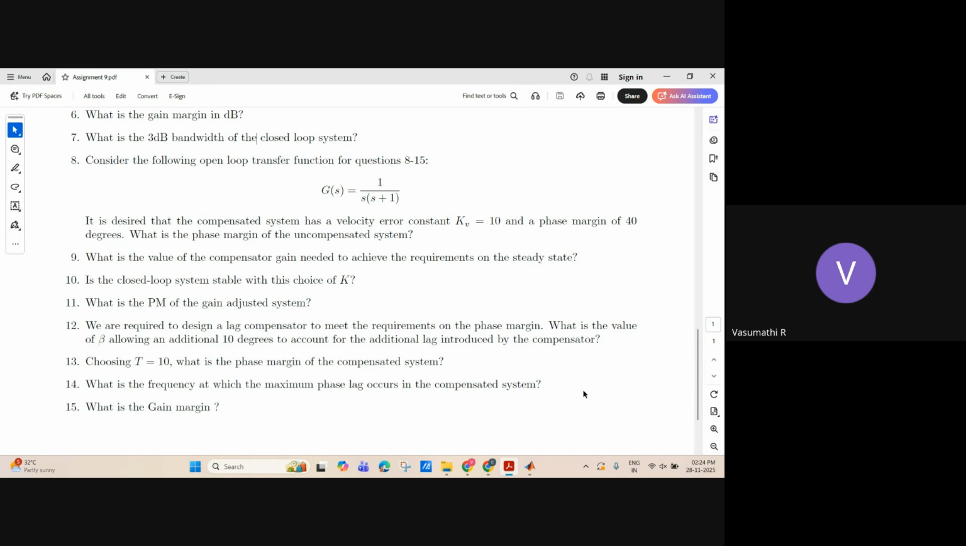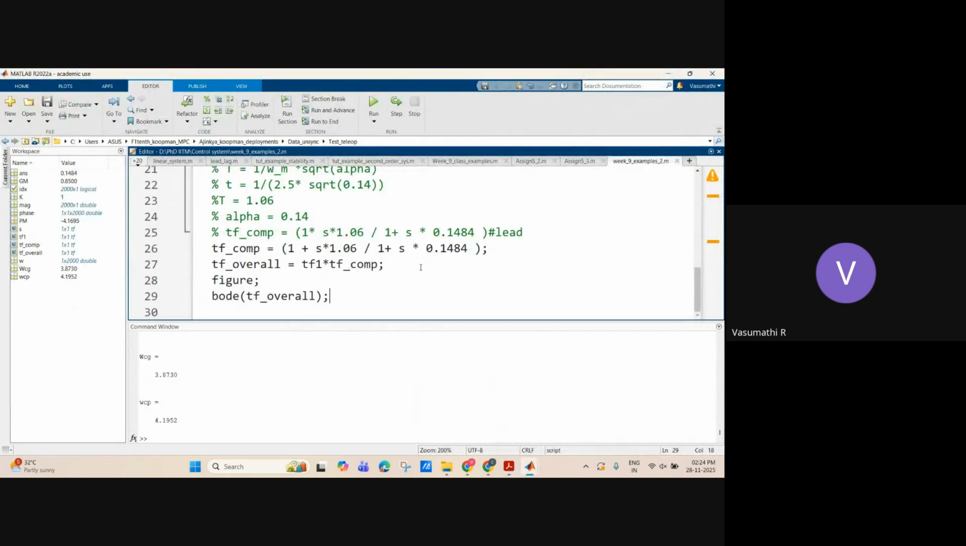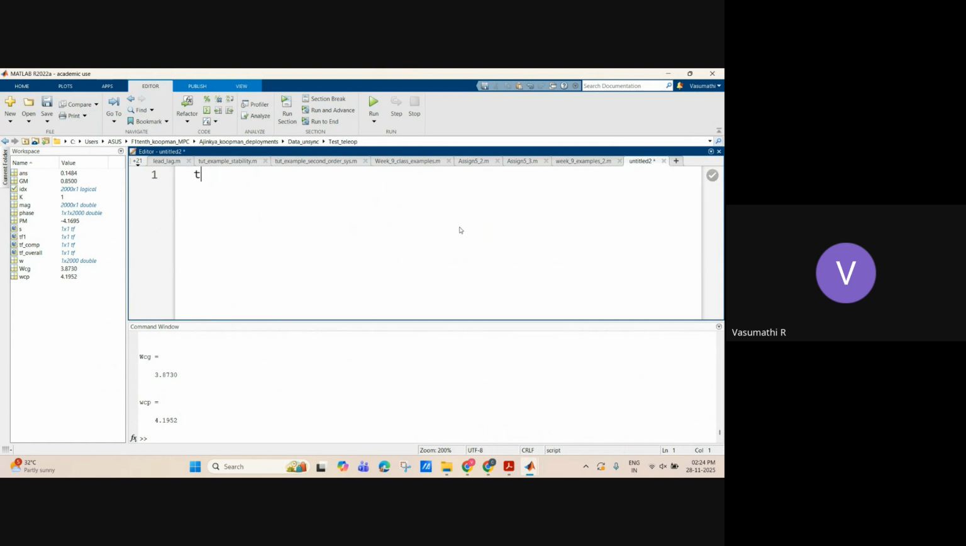The first question is they have given a system, and they are asking for the uncompensated system's phase margin. It's a simple system, 1 by s into s plus 1, a second order system. TF1 is equal to 1 by s into s plus 1. Before that, we have to define s. s is equal to the transfer function. Bode of transfer function 1.